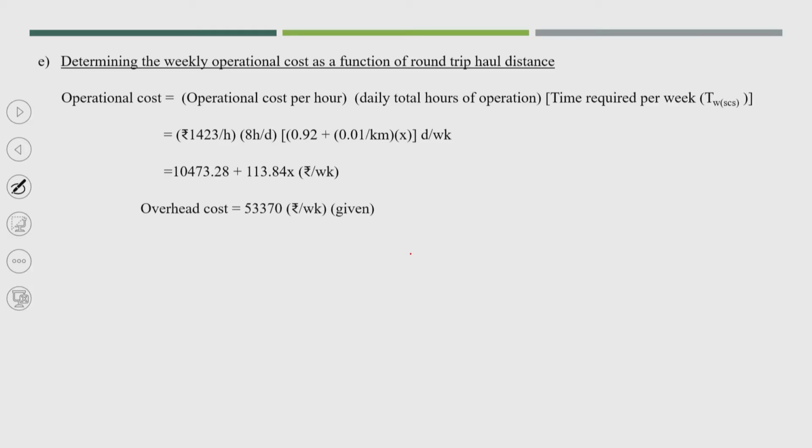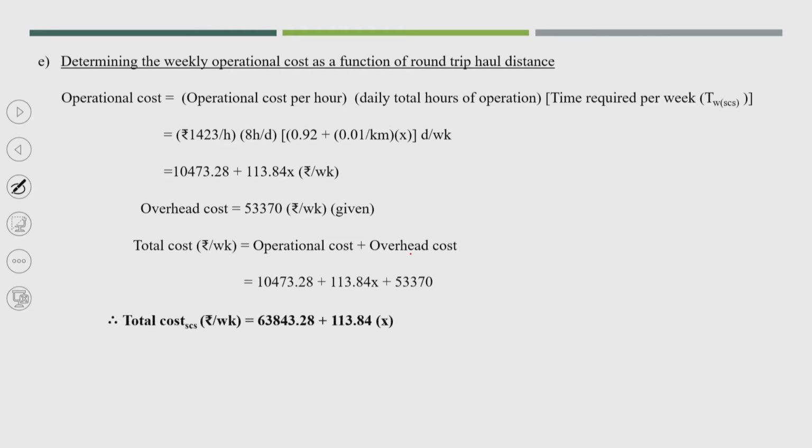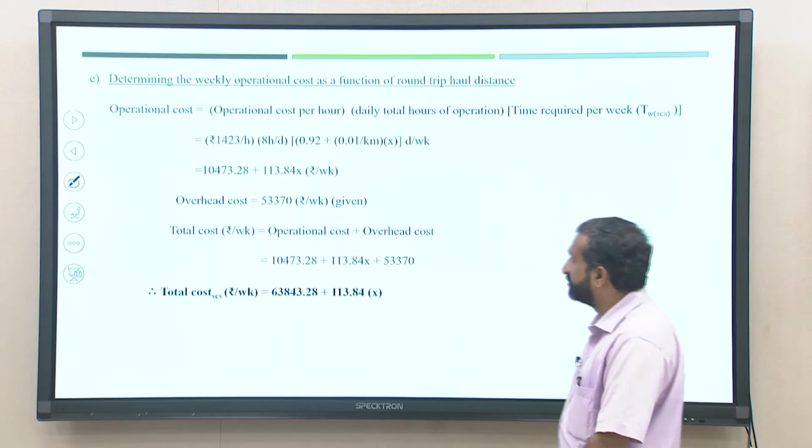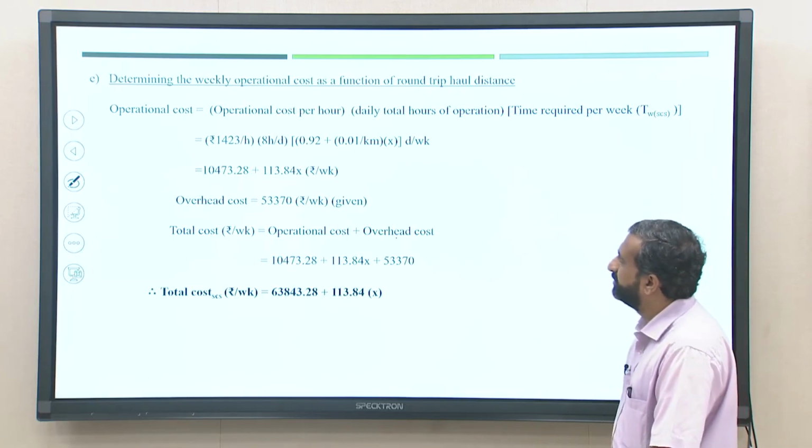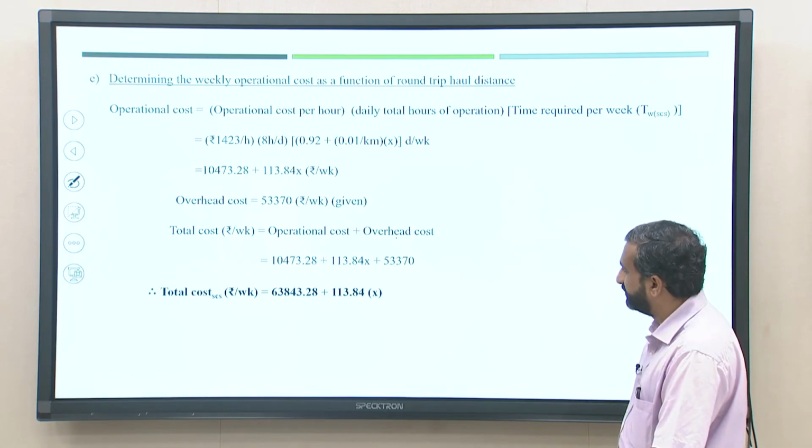So, the overhead cost is already given here, and the total cost will be the sum of the operation cost and overhead cost, and finally the equation will come up. The total cost is 43,843.28 plus 113.84 x, that will be rupees per week. This total cost will be required for the total operation of the stationary container system.